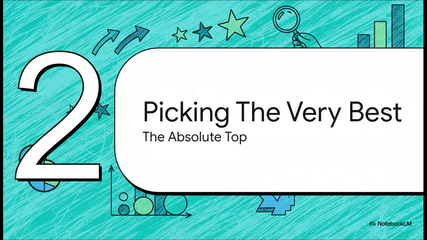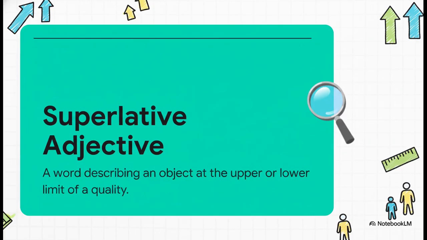Okay, but what happens when you're looking at a whole bunch of things? How do you single out the one that's at the absolute top of the heap or at the very bottom? Well, for that, you need a different tool, the superlative adjective. Just think of the word super. It's for finding the one thing that's at the absolute extreme of a group of three or more. The tallest person in the class, the fastest car on the lot. You get the idea. It's the ultimate.